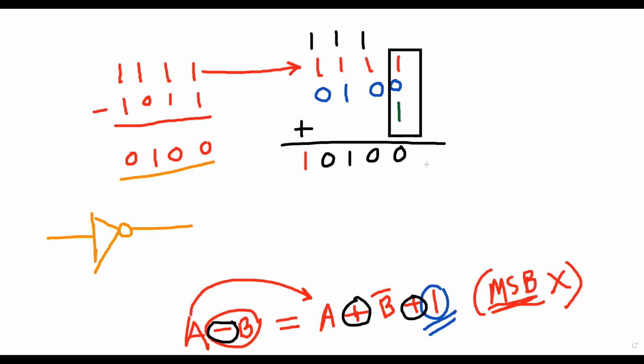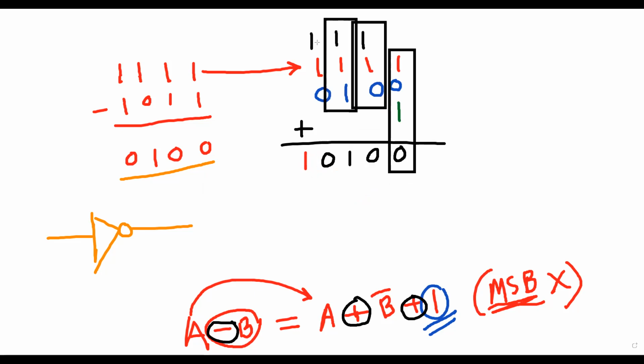Here you have to use a full adder because you have 3 inputs, 1, 2, 3. So all of them will be full adder. Previously in your addition, there was no 3rd bit, but here you have 3 bits. Okay. Understood?